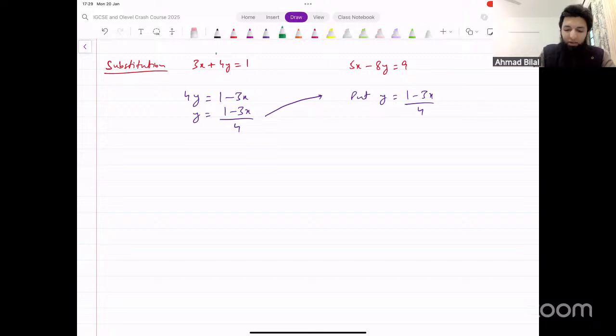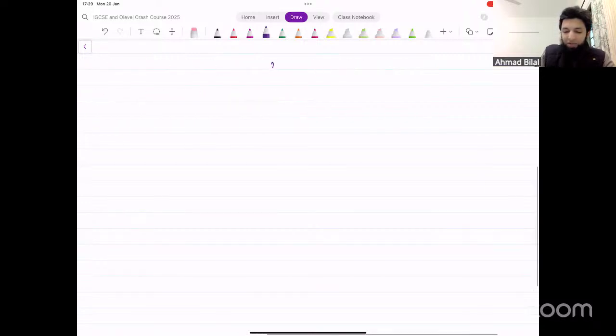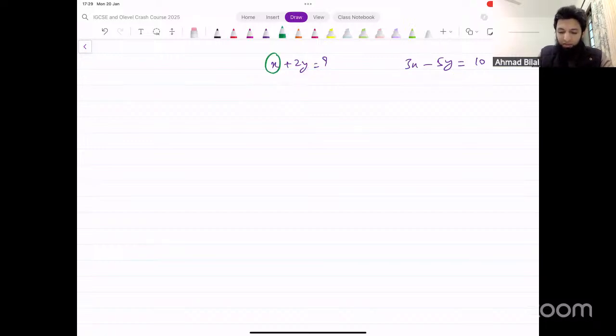In this case, both x and y have coefficients in both equations. Sometimes you end up getting equations like this. For instance, you have x plus 2y equal to 9, and you have, let's say, 3x minus 5y equal to 10. Now, look at all of these coefficients. Which one of them is 1? The coefficient of x is 1. Making x the subject and putting that in the other equation is going to make things simpler.